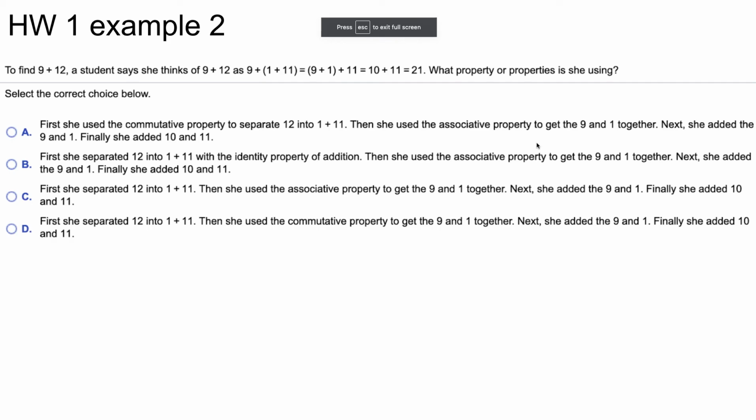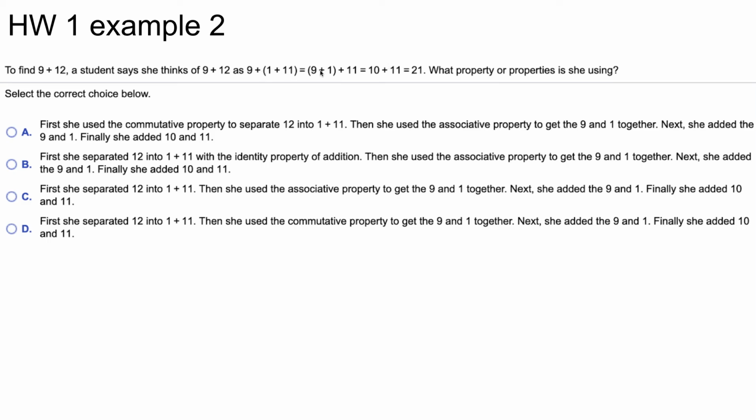Let me make it bigger. Okay, to find 9 plus 12, a student says she thinks 9 plus 12 is 9 plus, instead of 12, decompose 12 into 1 and 11, right? And then added 9 and 1 first to make 10, then added 11. What property or properties is she using? Pause the video and think about it and come back.